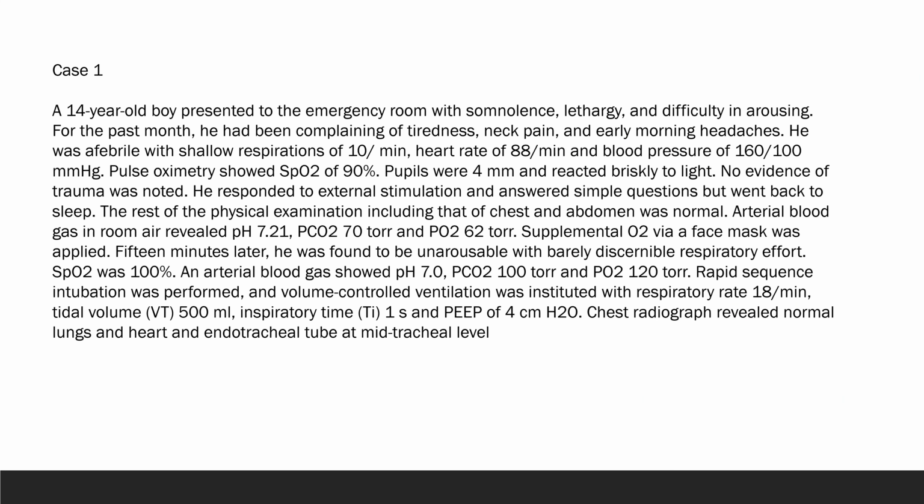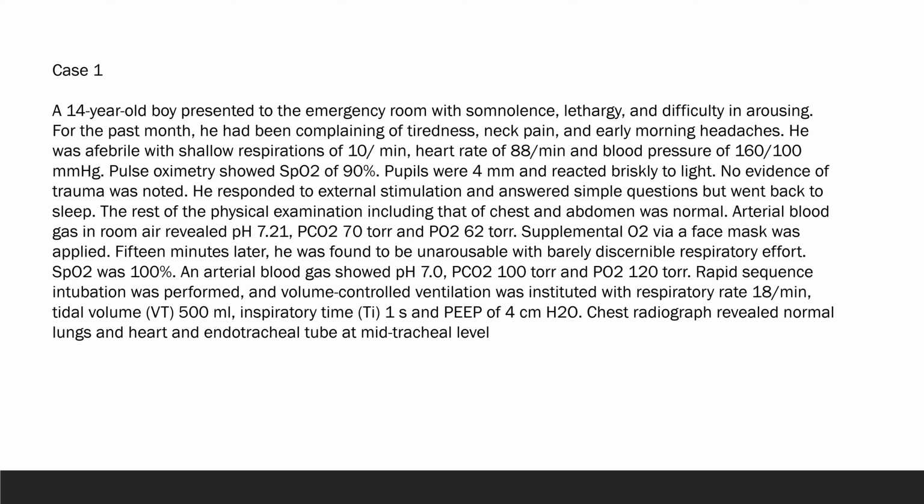So let's start with the first case. This entire video is going to be on this case only. So it's a 14-year-old boy that has come to you in the emergency with symptoms of somnolence, lethargy, and difficulty in arousing. For the past month, he has been complaining of tiredness, neck pain, early morning headaches. He was afebrile with shallow respirations with a rate of 10 per minute, heart rate 88 per minute, BP is 160 by 100. Pulse oximetry shows SpO2 of 90%. Pupils are 4 and briskly reacting to light.